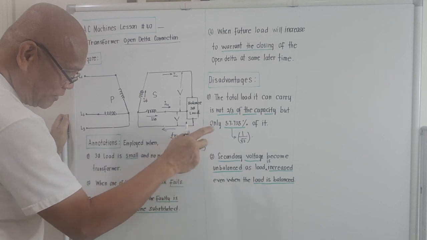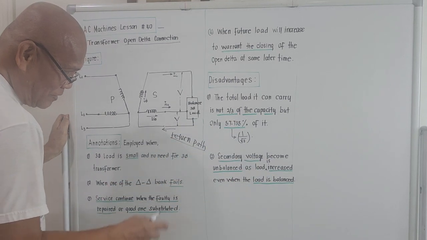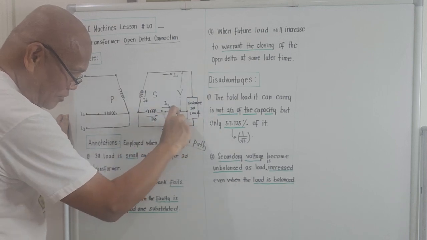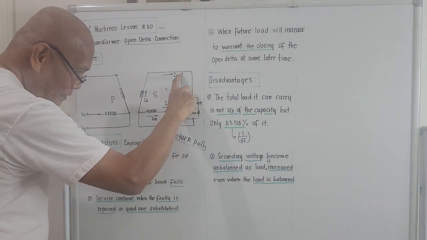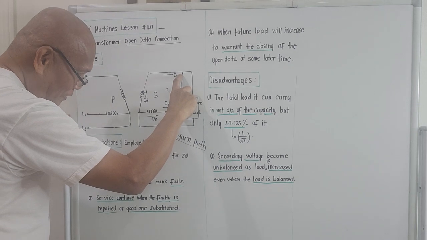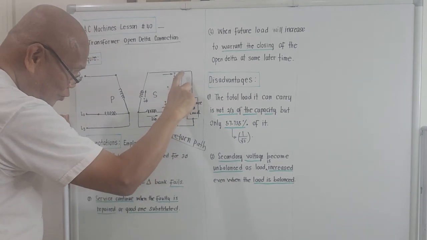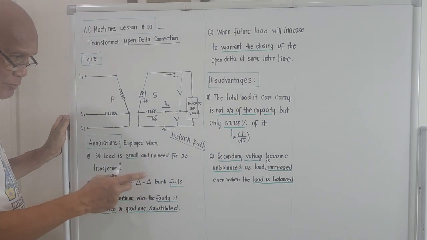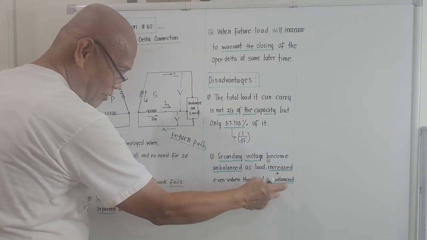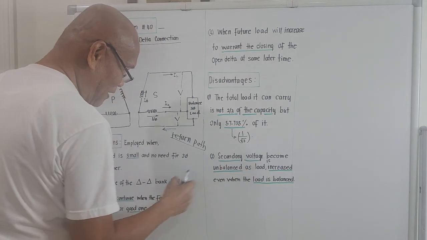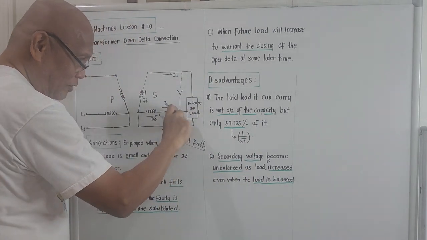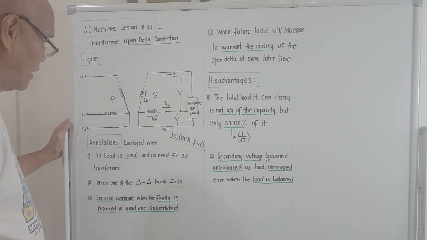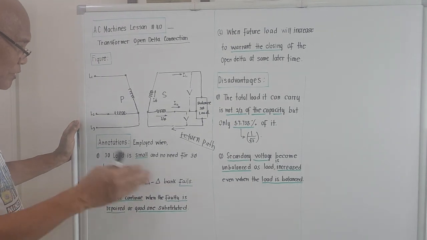So according to the disadvantages, as the load is increased for an open delta, this voltage here will be different from here. Okay? It is different. This one is bigger than this one. Right? So when the load is increased or even when the load is balanced, this voltage here is not equal to this. Okay, let's try to bring out the annotations.